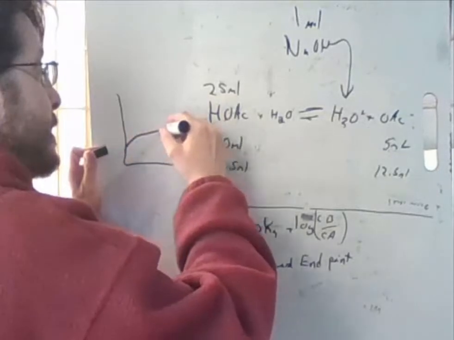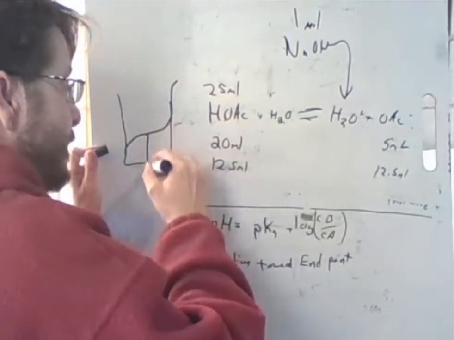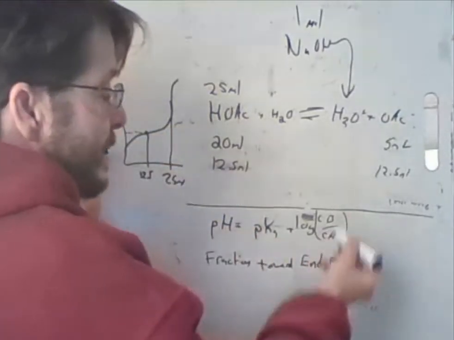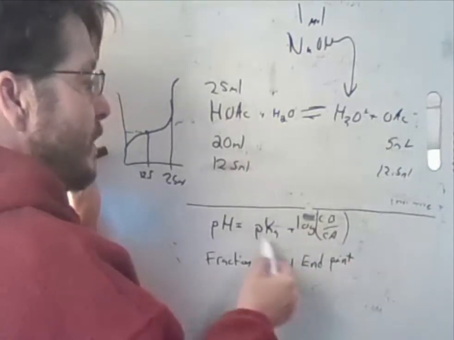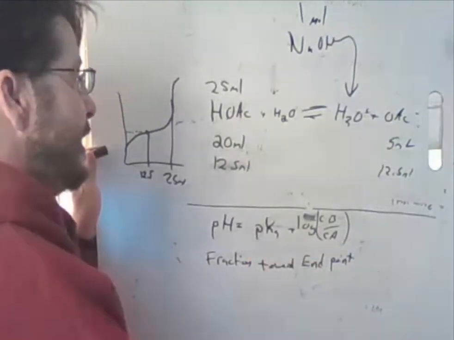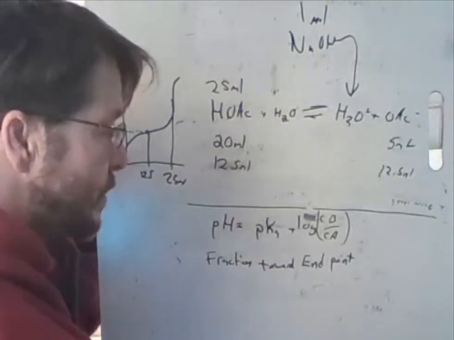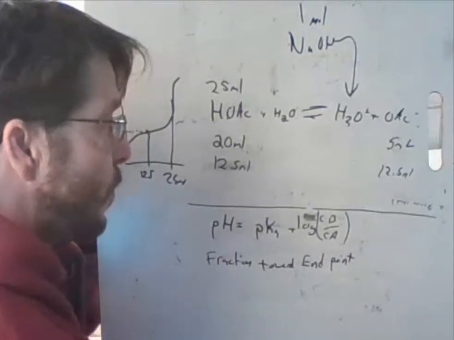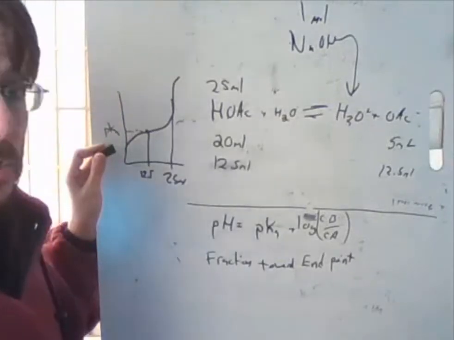So we did this in class. This was 25 mils. At the half equivalence point, the reason these are equal, well, the reason this works is when these are equal, this drops out and becomes equal to pKa. And so you can use that to find these. So pretty straightforward process when you deal with these. So let's take a look at a problem.